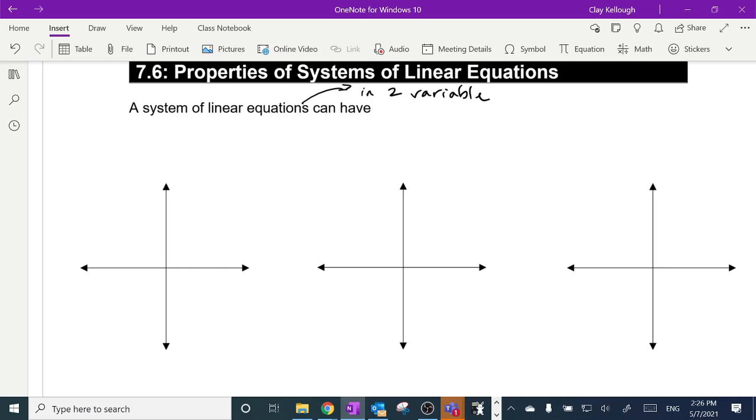Anyway, as long as we only have two variables, we can graph them on an XY grid. And three things can happen when you have two equations and two unknowns. You can have one solution, which basically means one of the lines goes one way, and one of the lines goes another way, and they meet in one place, right?